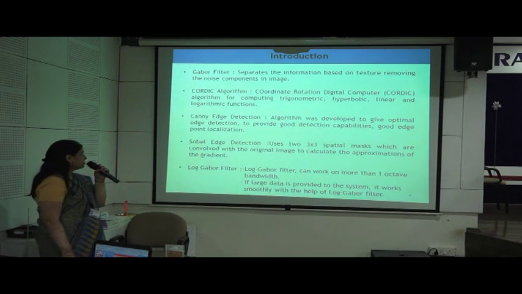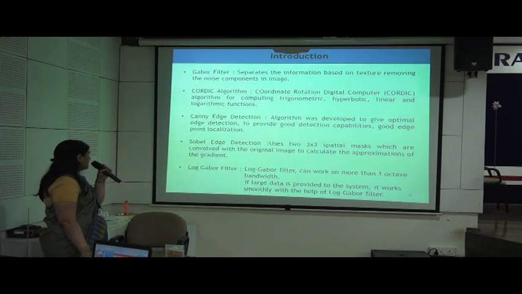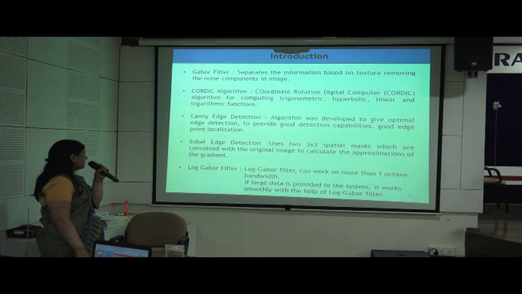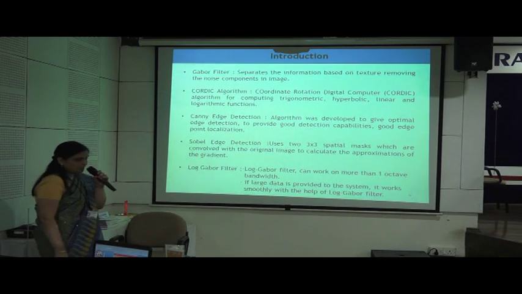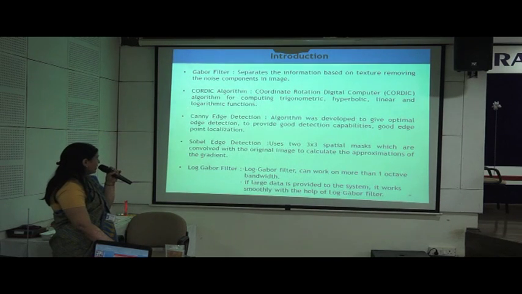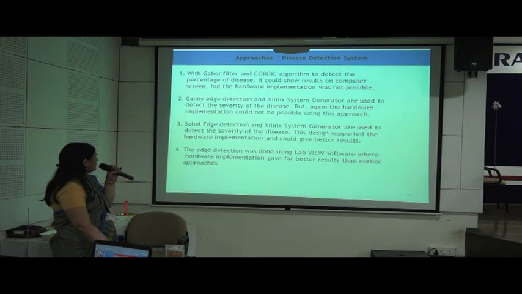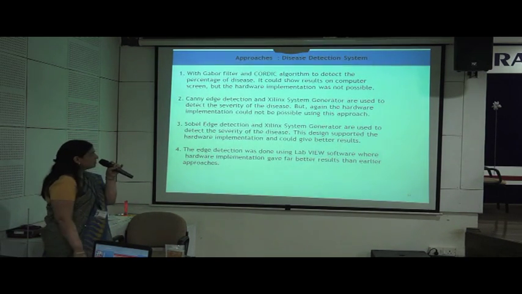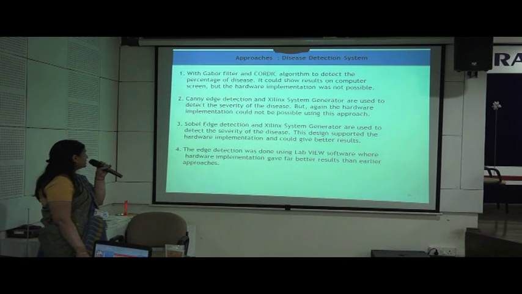Sobel edge detection uses two 3x3 special masks which are convolved with the original image to calculate an approximation of the gradient, and then the log-Gabor filter, which can work on more than 1 octave bandwidth. And so if large data is provided to the system, it provides smooth results with the help of the log-Gabor filter.